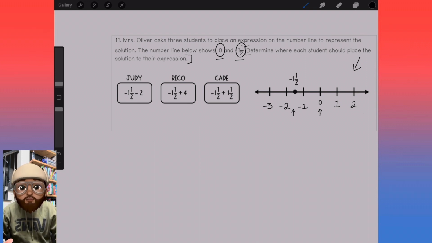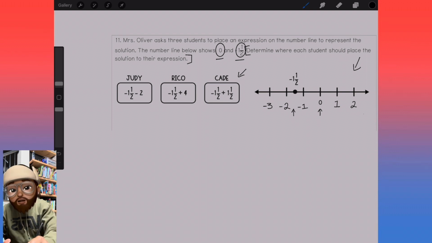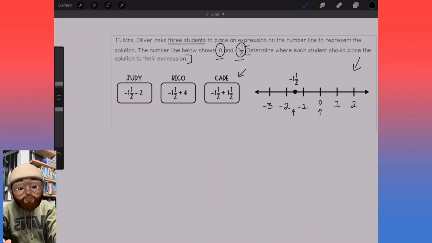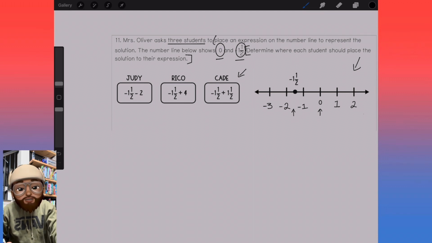So let's figure out what we're supposed to do with the information that we've been given that's right over here. So it says Miss Oliver asks 3 students, underline that, to place an expression on the number line to represent the solution. So that's what we're going to do. And it's going to be the solution for each of the 3 students, Judy, Rico, and Cade.